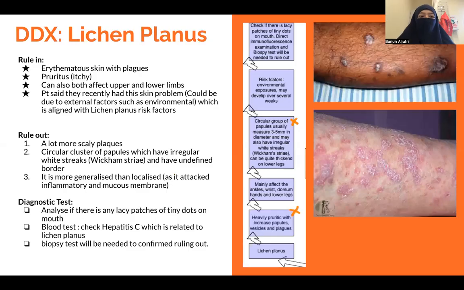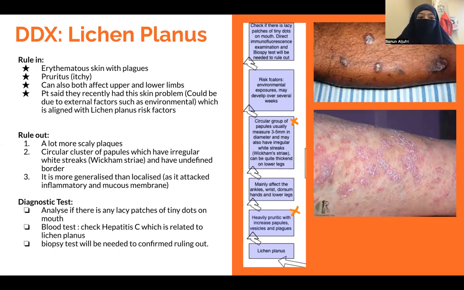The first differential diagnosis is lichen planus. The ruling in for this one is erythematous skin with plaques, which can cause that pruritus, itchiness. It can also affect both upper and lower limbs. The patient also said that they recently had this skin problem. It could be due to external factors such as environmental, which is aligned with lichen planus risk factors.